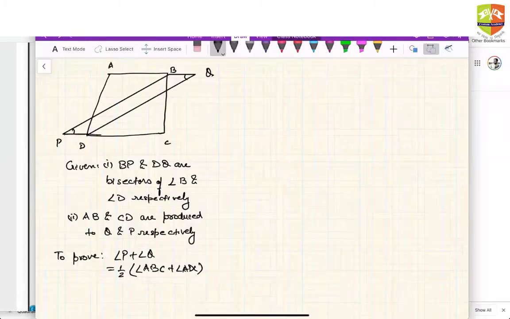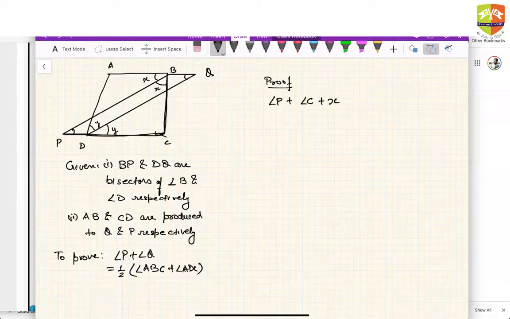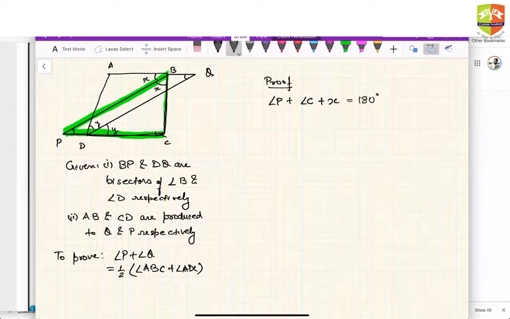Now if you see, this is one triangle, guys. So I will use this information. P is lying in this triangle. And then let's use the information which is given. BP and DQ are bisectors. That means if I coin it as X, this will be X, and if this is Y, this will be Y. Now, let's find the proof out. Let's try to work on angle P first. In this triangle, angle P plus angle C plus X is equal to 180 degrees.